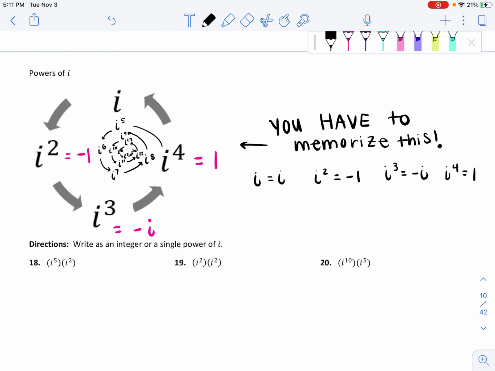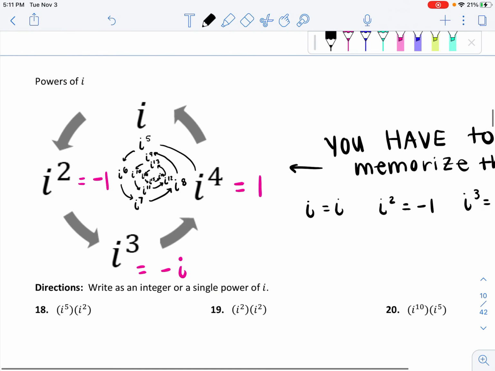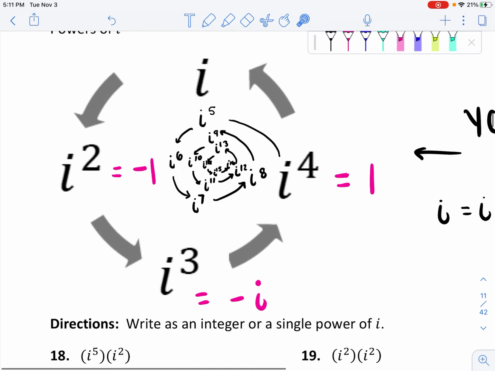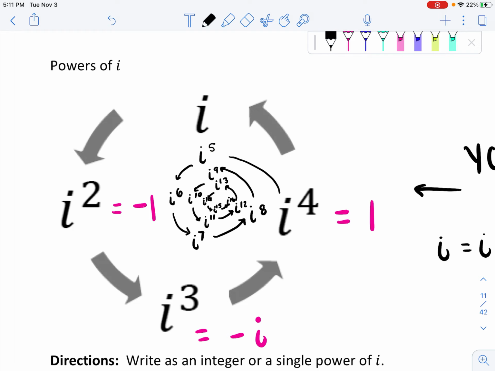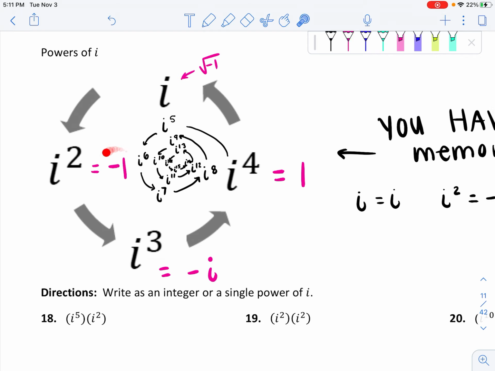Our last page, the powers of i. This is a little diagram that I suggest you memorize. I added this extra stuff here to show you that it keeps going on forever. So write this stuff down in pink. So i to the 4th equals 1. i is just i. That was the square root of negative 1. i squared actually just ends up equaling negative 1. And i to the 3rd equals negative i.